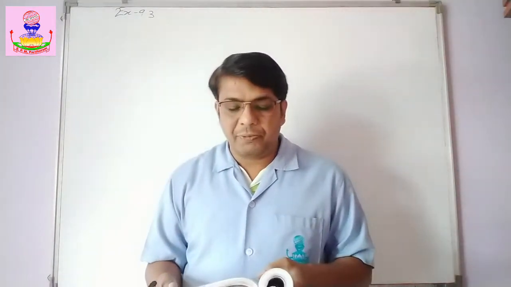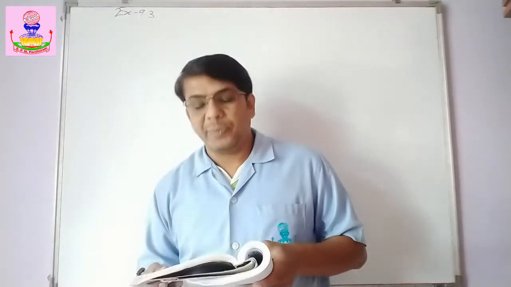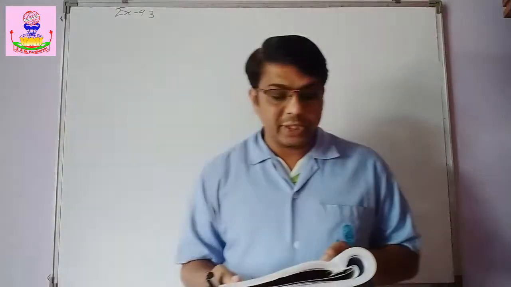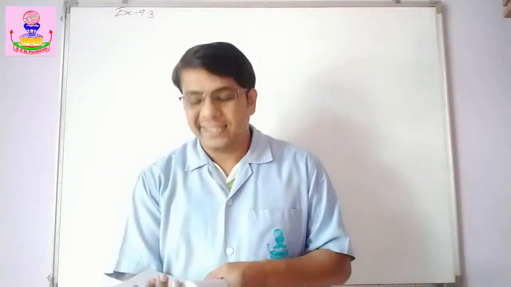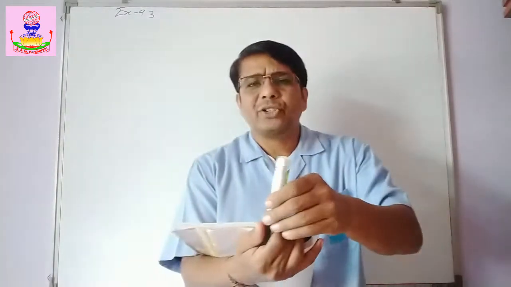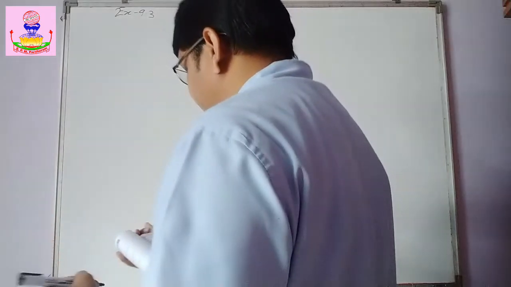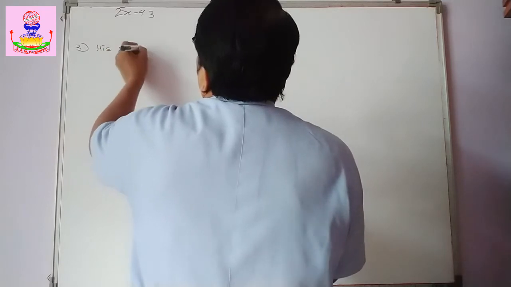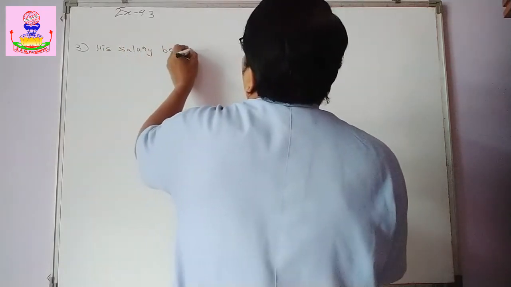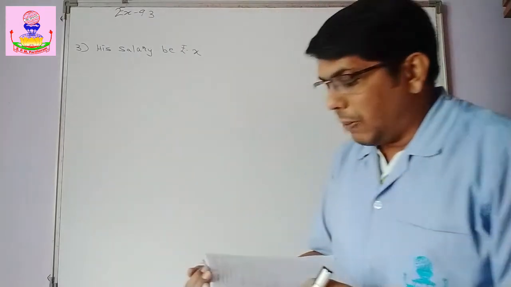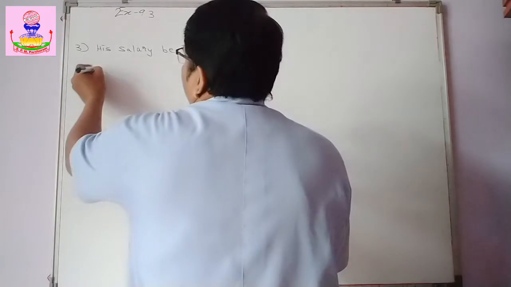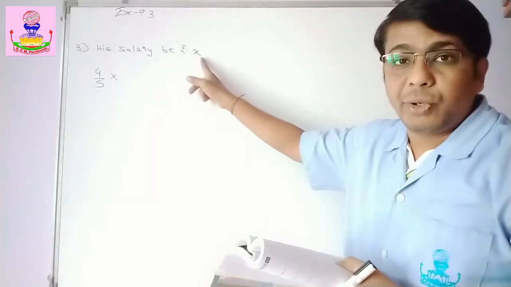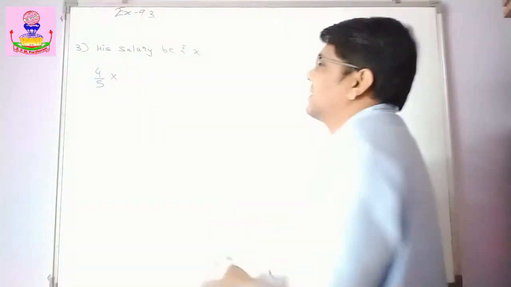Raman used 4/5 of his salary for household expenses and 1/8 for tours. He saved rupees 3,600. What was his salary? So again here, assume that the salary is rupees X. Now see, 4/5 of his salary. So that is 4/5. Of means multiplication. His salary. Now total salary, do we know? We don't know. We have assumed it to be X.